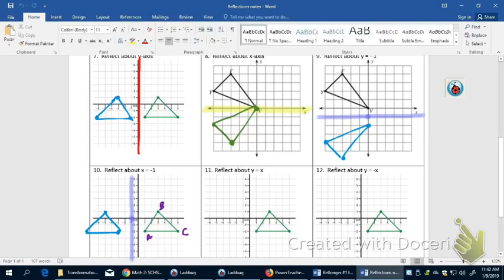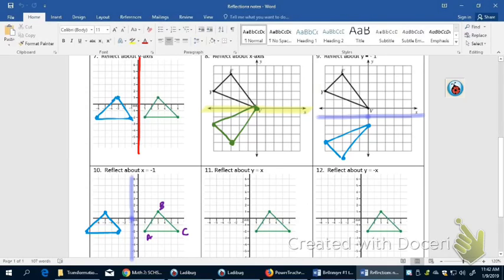All right. Y equals x and y equals negative x is a little different. In the video, they did show you that you could count with y equals x and y equals negative x. But I think it's confusing to do that. So I'm going to show you a different way. What I think is easiest is to change the points around.